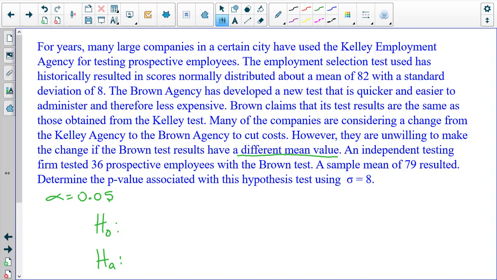So what are they worried about? It not being the same. So the null and the alternate would be mu does not equal 82, which means this would be mu equals 82.